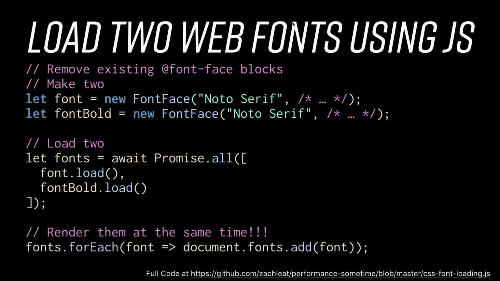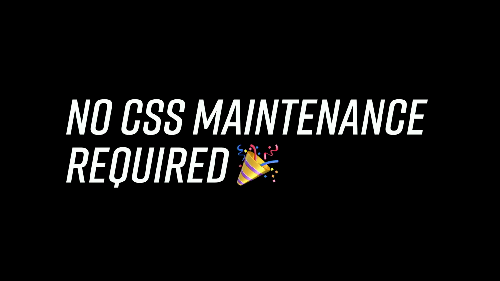And if you want to load 2 of them together and render them both at the same time, you load them both and just connect them with a promise here in the middle. And then just add them both at the same time when they've both finished loading. So you can kind of see how we could use this strategy to group all of our reflows into one single reflow that happens simultaneously. And the nice thing about this approach is that you don't have to do any CSS maintenance.